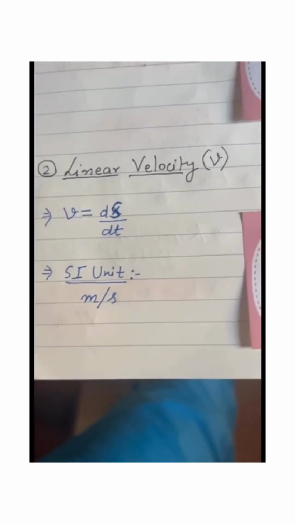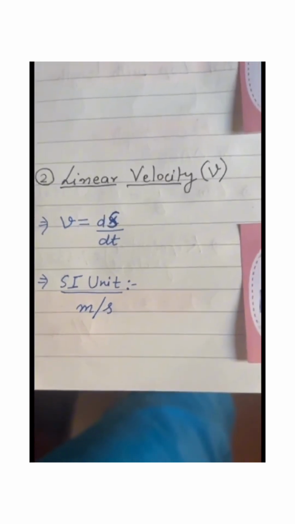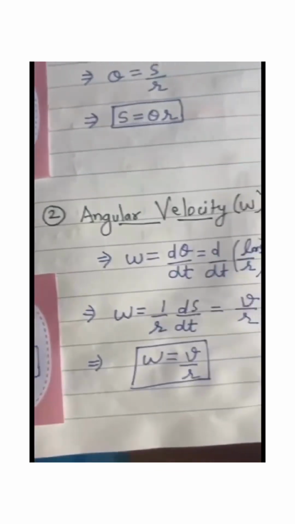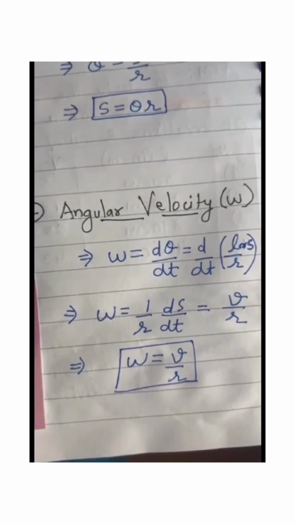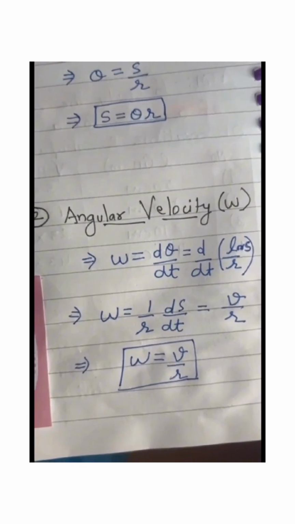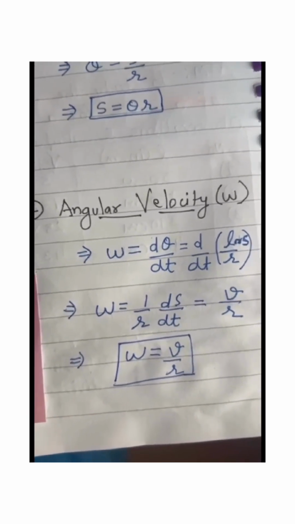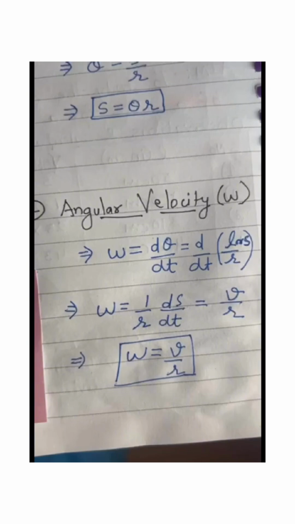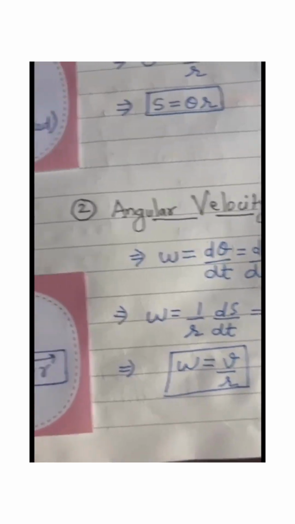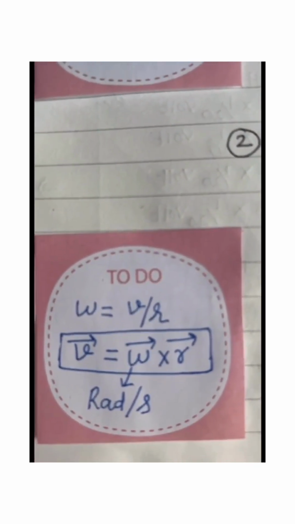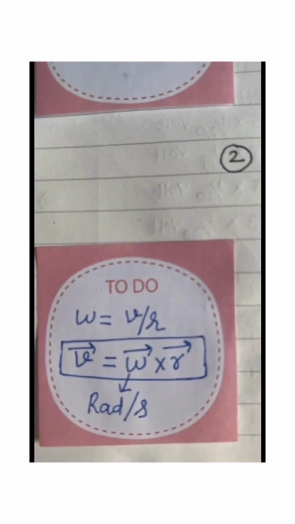The second formula we can study here is linear velocity and angular velocity. Angular velocity can be found by the analogy that angular velocity is equal to change in angular displacement upon time taken. There we can put the value of angular displacement, which is s by r, and 1 by r is taken out as it is constant for the given situation, and ds by dt is the linear velocity. From there we have found the relation between linear and angular velocity.